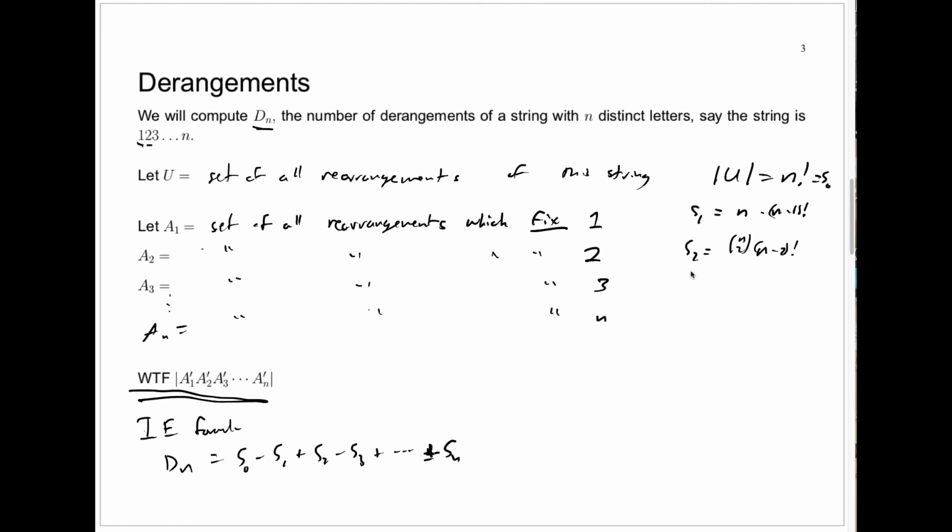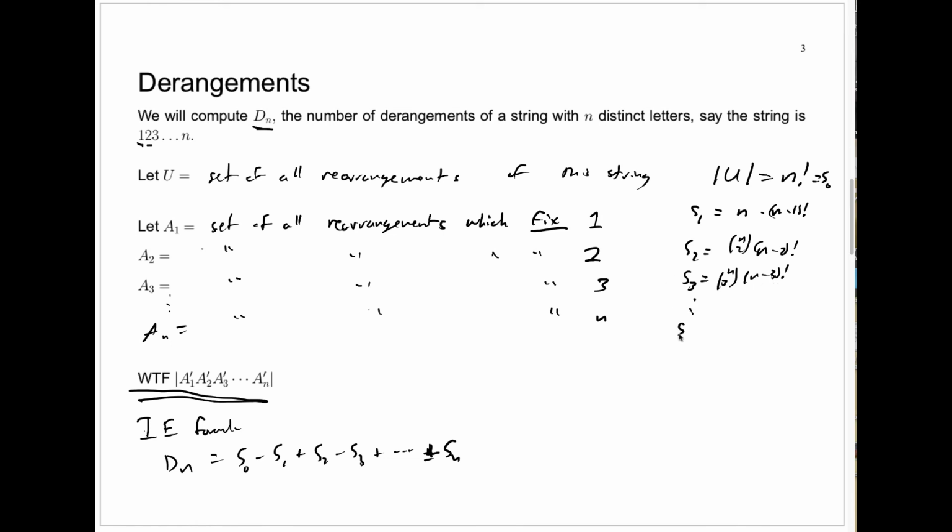We have exactly n choose 2 pairs of sets, so S2 will be n choose 2 times n minus 2 factorial. And in a similar manner, S3 will have n choose 3 ways to pick 3 sets at a time, and the size of the intersection of those will be exactly n minus 3 factorial for each triple of sets, because when you take 3 of the sets, to be in all 3, you have to fix 3 particular elements. One example would be to fix 1, 2, and 3.